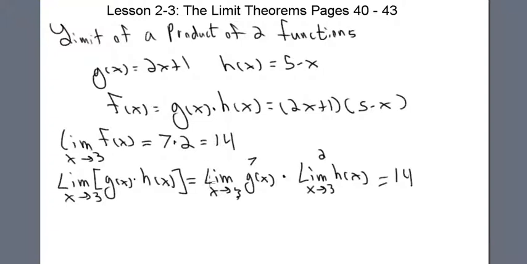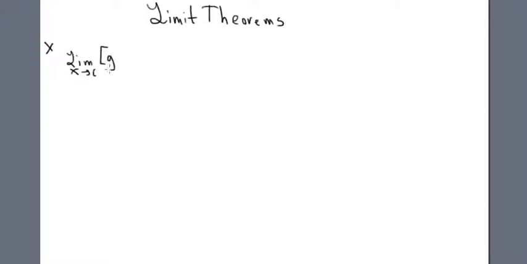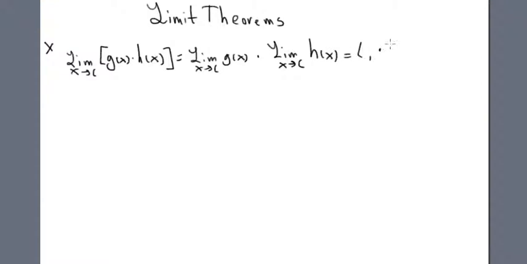Now, we're going to use this idea and kind of just fast forward a little bit. If you look on page 42, there's a whole section where it says the limit theorems. Now, the limit theorems is just a collection of ideas along this line. I'm not going to go into proving these, but these are very helpful in what we are currently looking at. So we have the product, or multiplication, like we just looked at. And I'm just going to write these down. The limit as x approaches c of g(x) times h(x) equals the limit as x approaches c of g(x) times the limit as x approaches c of h(x), which is the two limits L1 multiplied by L2.